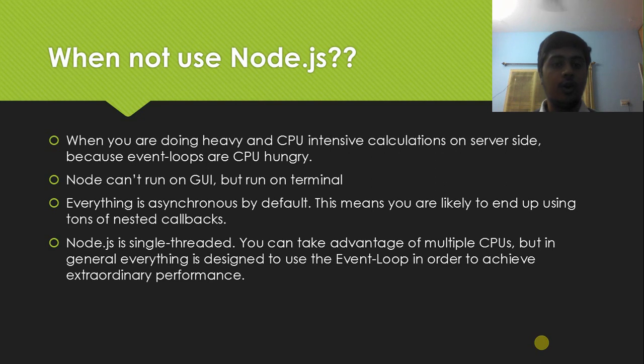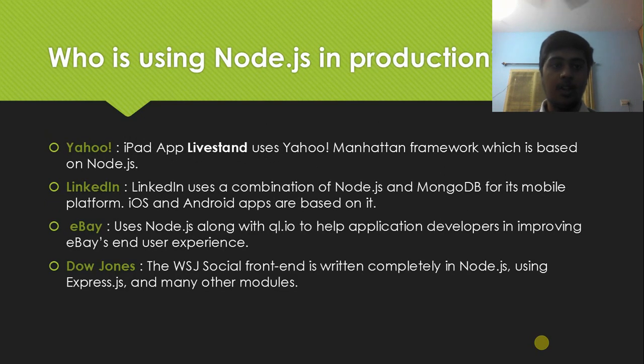Node can't run on a GUI but runs on a terminal. Everything is asynchronous by default. This means you are likely to end up using tons of nested callbacks. Node.js is single threaded. You can take advantage of multiple CPUs, but in general everything is designed to use the event loop in order to achieve extraordinary performance. So who is using Node.js in production?